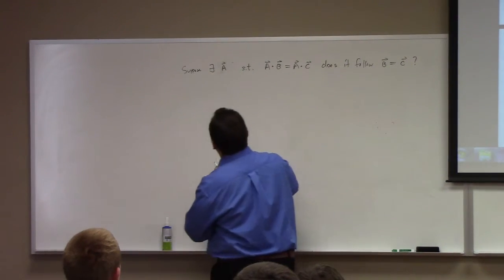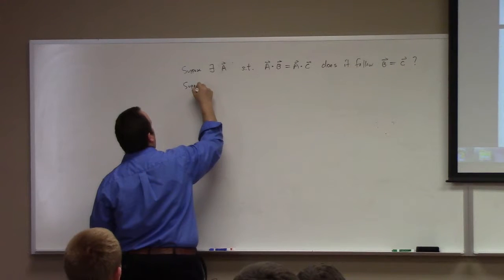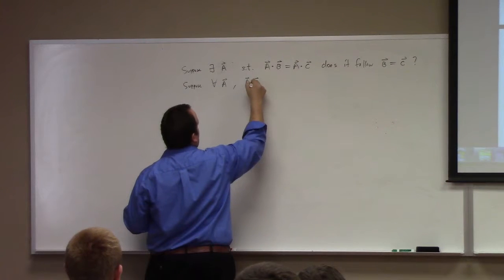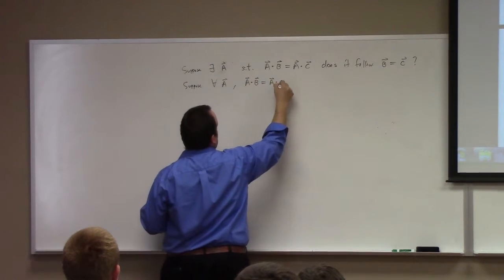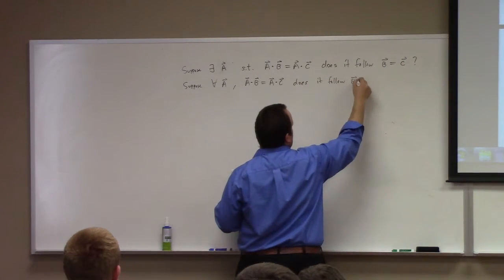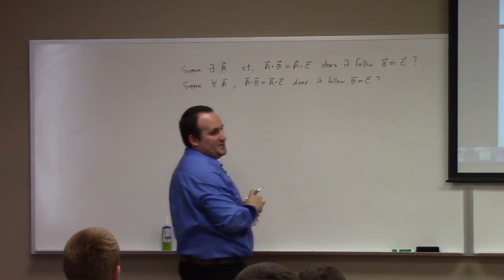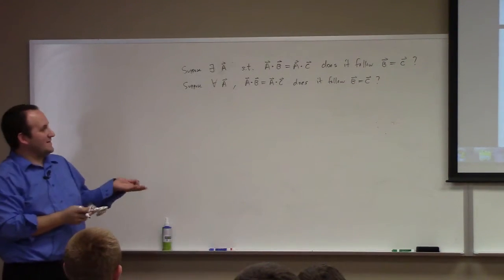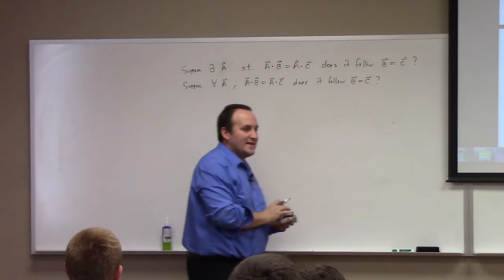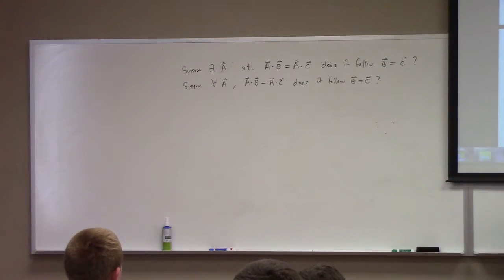Very similar question. Suppose for all A, we have A dot B is equal to A dot C. Does it follow that B is equal to C? The difference between these two things is that in one, I'm giving you a single A for which the dot product happens to be equal. And the second one is I'm telling you it's inescapable. If you take the dot product of A with B and A with C, they're equal, and that's true for all possible A. They're really different statements, right?